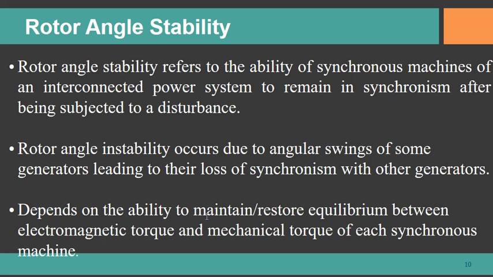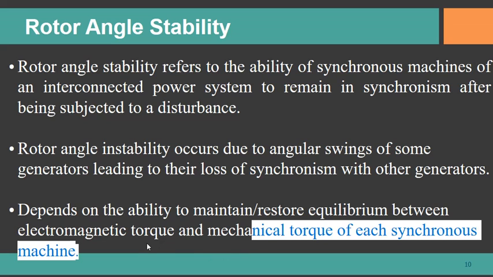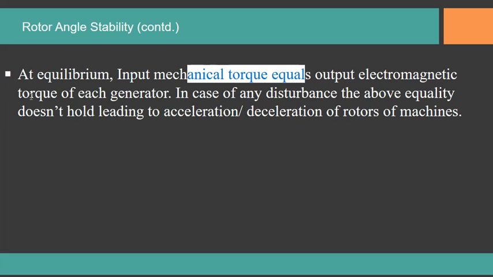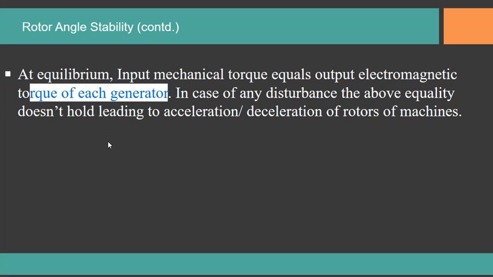Rotor angle stability depends on the ability to maintain or restore equilibrium between the electromagnetic torque and mechanical torque of each synchronous machine. Electromagnetic torque is related to the output and mechanical torque is related to the input of the synchronous machine. At equilibrium, input mechanical torque equals output electromagnetic torque of each generator. That means all the input mechanical torque should be equal to the output electromagnetic torque of each generator.